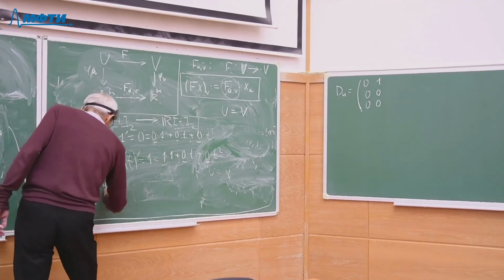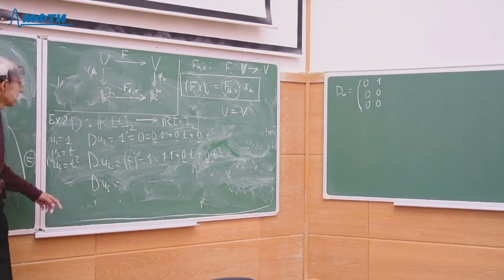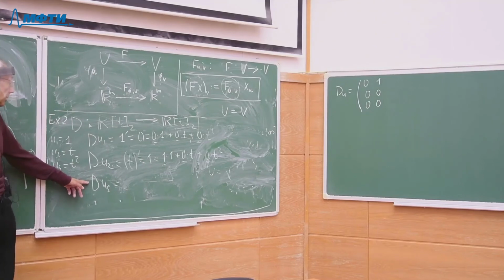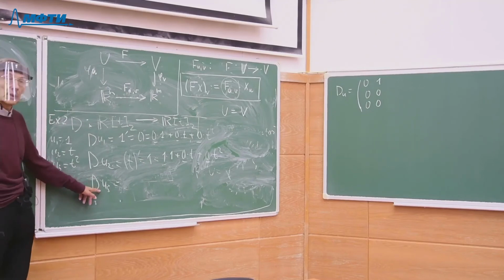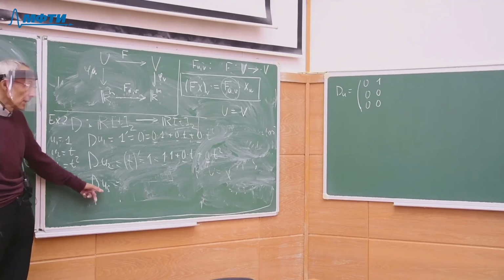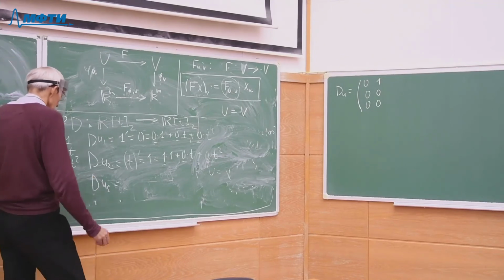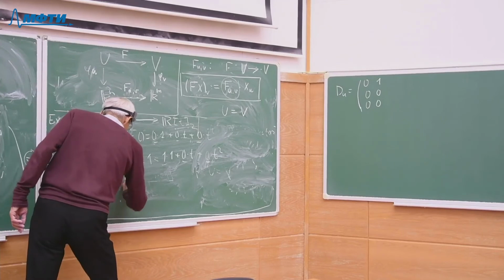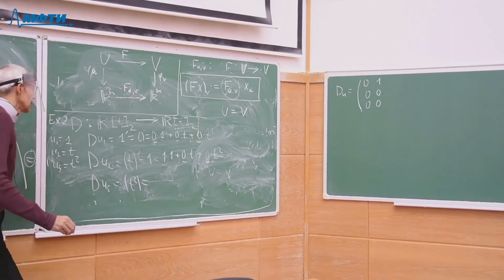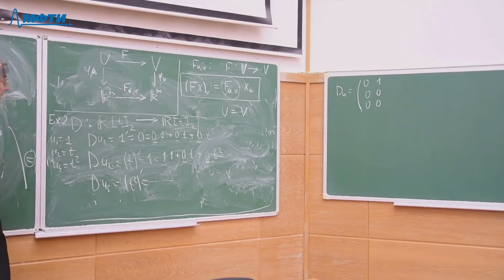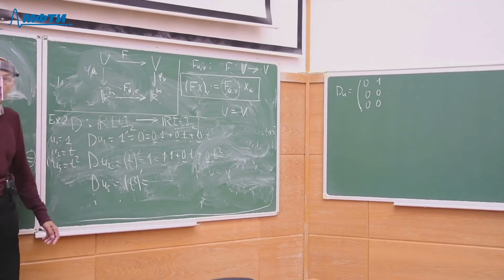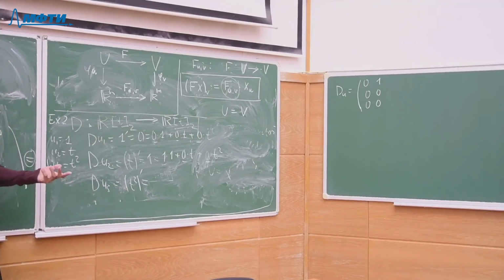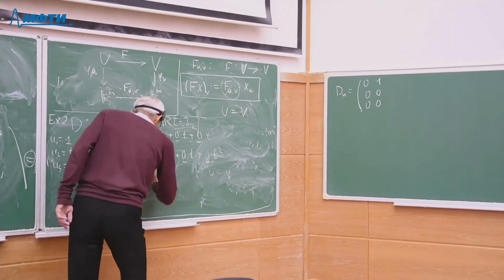The last column is the result of applying our operator D to the third basis vector u3. u3 is t squared, and I calculate the derivative of the monomial t squared. Using the formula, what do I obtain? 2t, exactly.